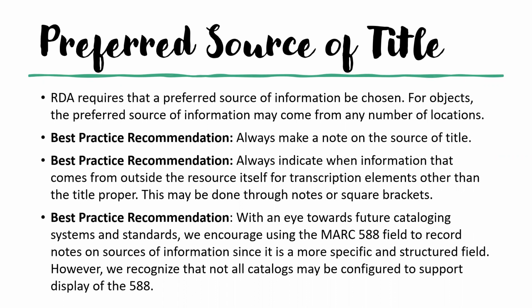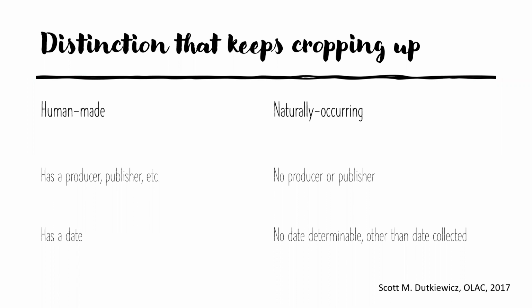And again, this is all from OLAC's best practices for cataloging objects using RDA and MARC 21, which has lots of lovely examples and information. Okay, so there is a distinction that keeps cropping up. If you are cataloging something, just try to keep in mind that a human-made object has a producer, a publisher, etc., and it always has a date, or often has a date. But a naturally occurring object does not have a producer or a publisher, and there's no date determinable other than the date collected. This is from Fun and Games: Cataloging 3D Objects by Scott M. Dutkowitz from the OLAC 2017 conference. Hopefully this can help you clarify in your mind when you are cataloging objects.